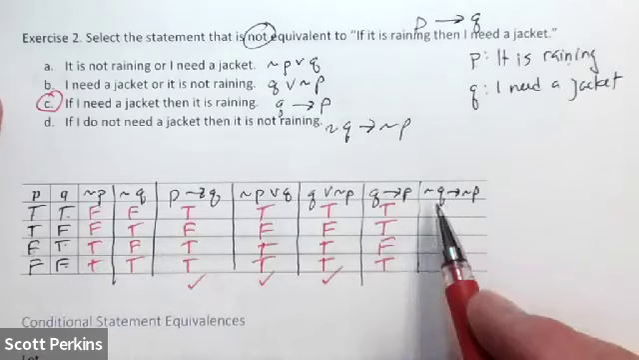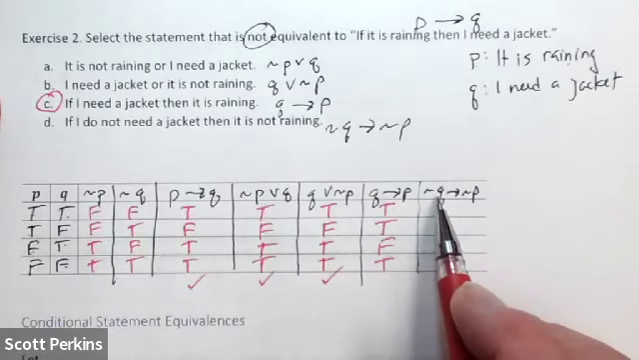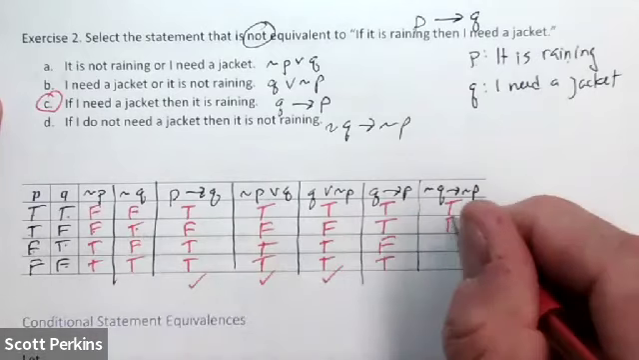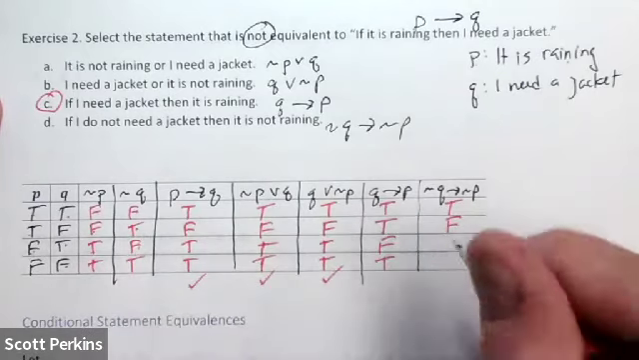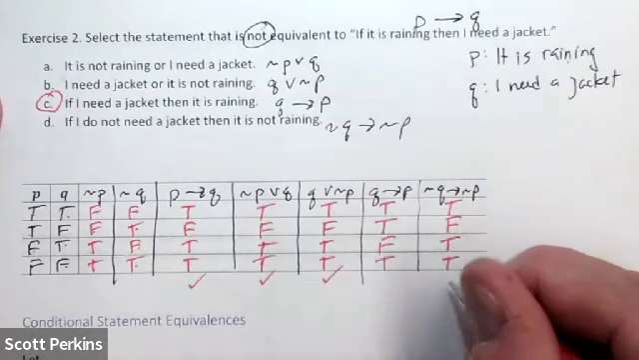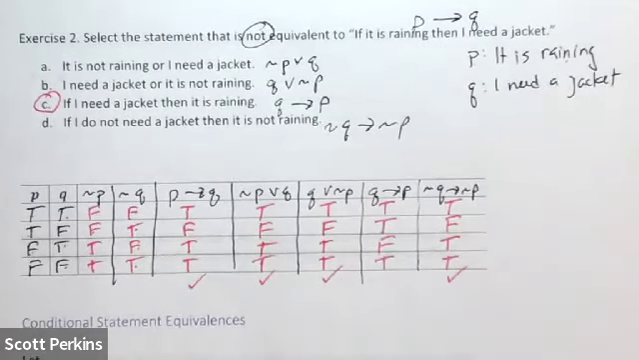And then just for good measure, let's check this last one. Squiggly Q, then squiggly P. So false, then false is true. True, then false is false. False, then true is true. And true, then true is true. And we see one more time that that is equivalent to the first statement.